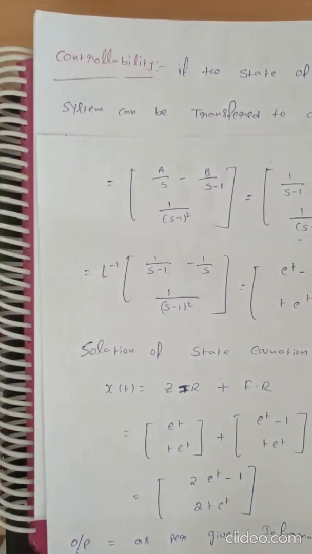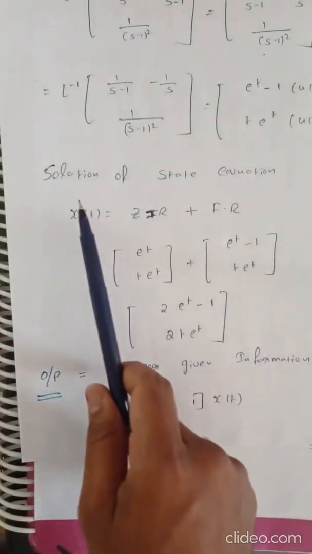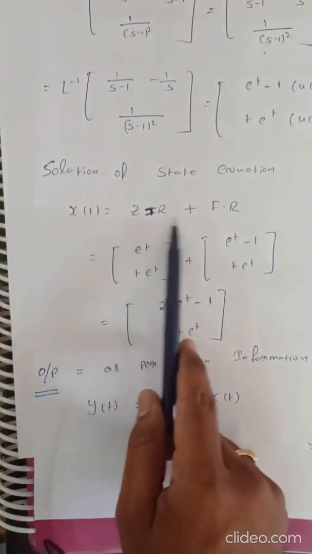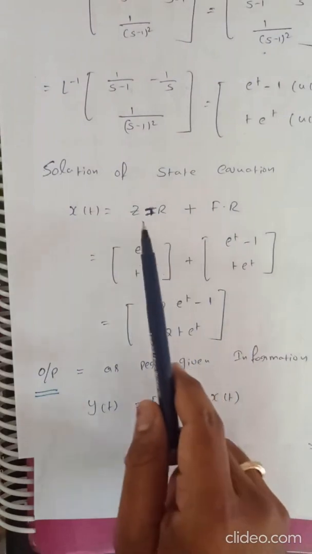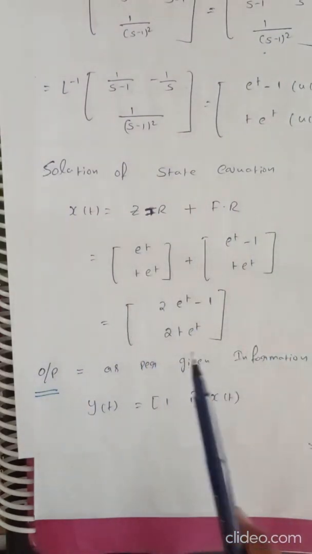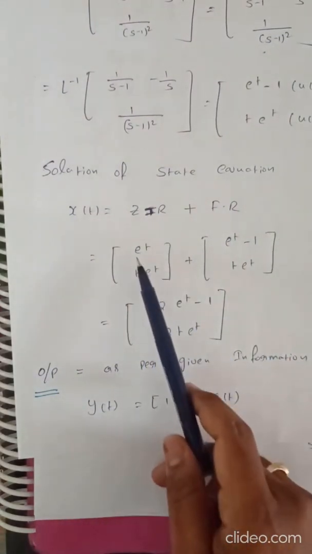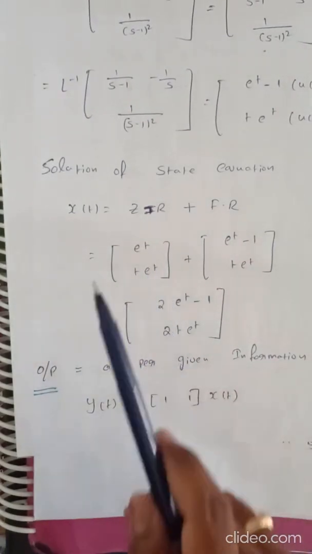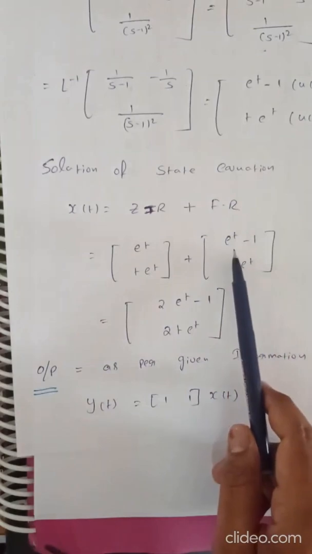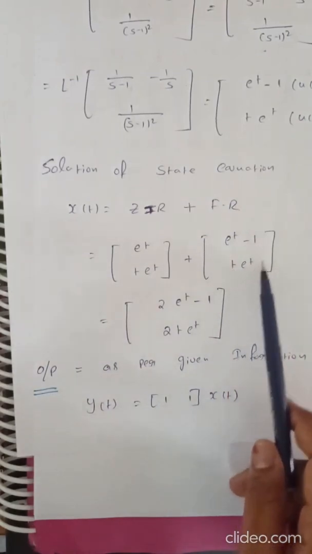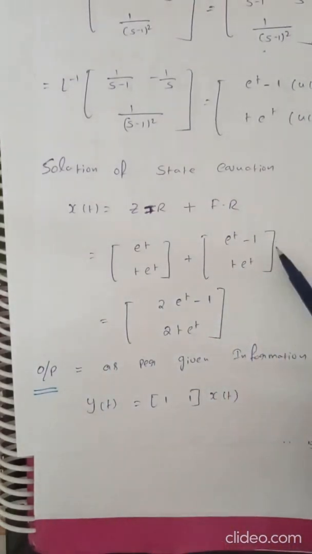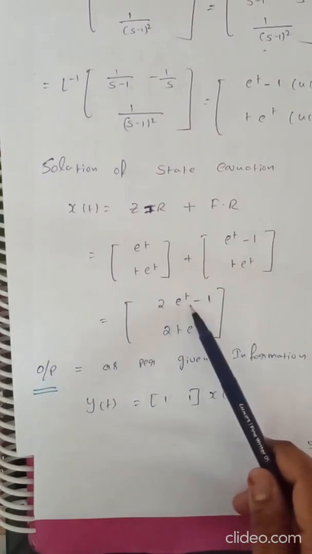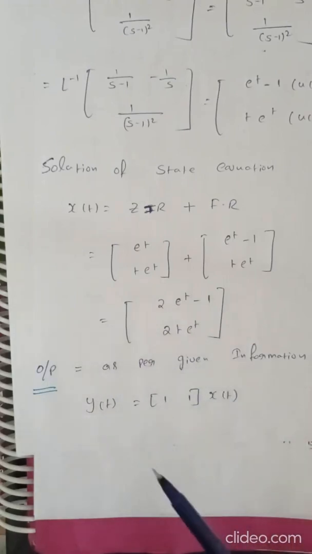Now we should do the total solution of the system. So here the total solution of the state equation was x of t equal to zero input response plus forced response, that is, transient response plus steady state response. So here e power t into u of t and t into e power t into u of t, that we can call the transient response, already మనం derive చేసాము, and steady state response e power t minus 1 and t into e power t, ఇది కూడా derive చేసాము. ఈ రెండింటిని కలిపితే ఫైనల్లీ x of t 2 e power t minus 1, 2t u of t వచ్చింది.